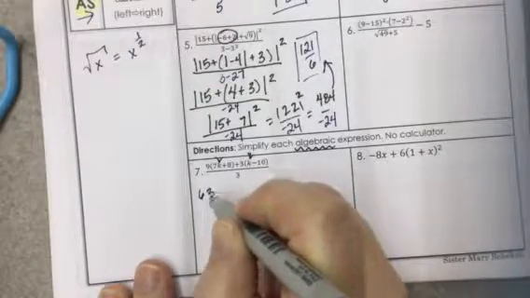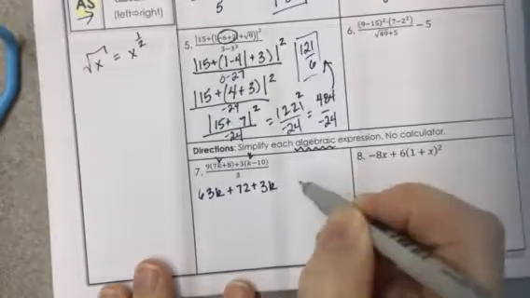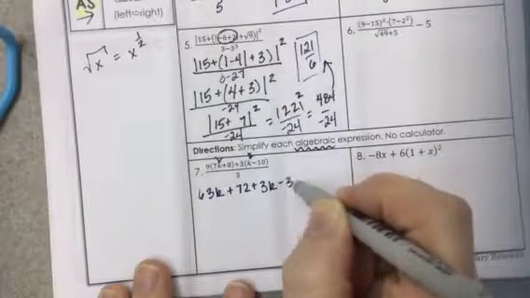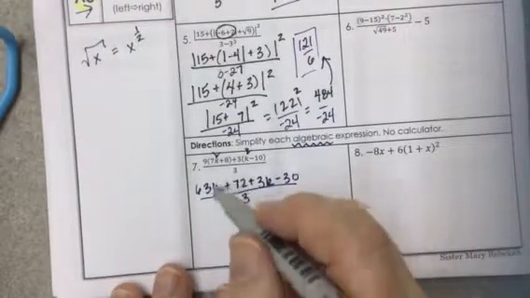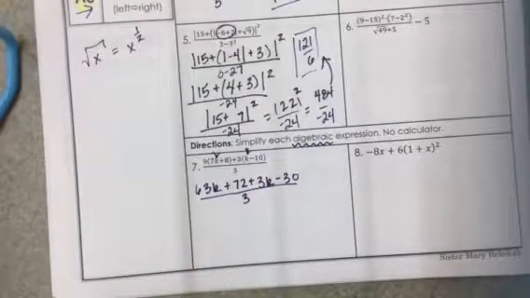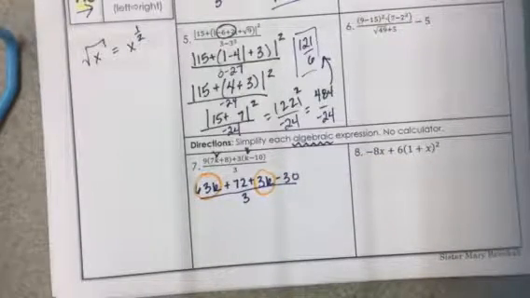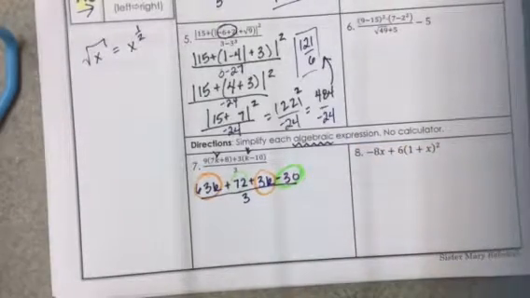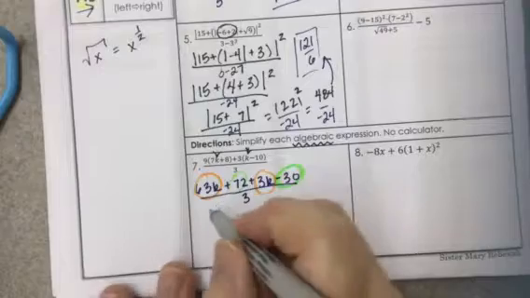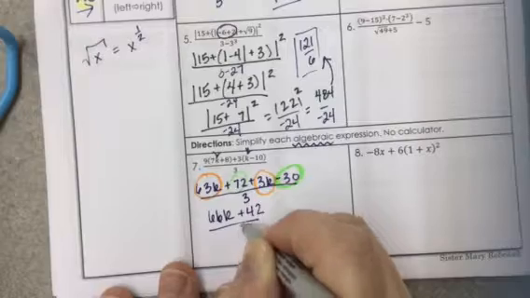So we've got 63k plus 72 plus 3k, I'm distributing the 3, minus 30. In the end, we will divide everything by 3. I'm going to go ahead and combine like terms here. 63k and 3k are like terms, and then 72 and negative 30 are like terms. So when we combine those, we get 66k plus 42 divided by 3.